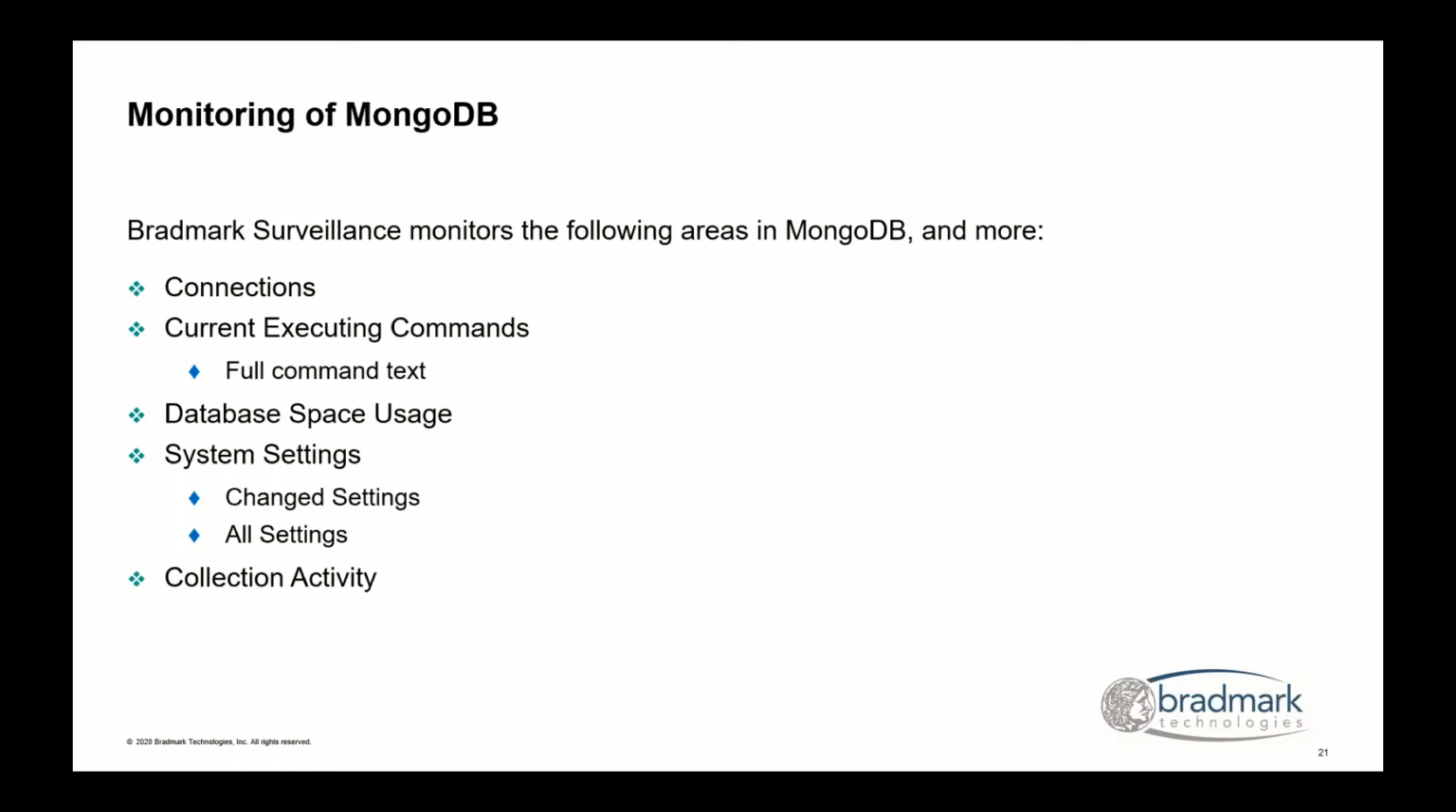And then we have database space usage. So we have the overall usage in terms of a percentage as well as the absolute amount of space. We also have the system settings for MongoDB. We have all the settings, which is searchable and savable and those kinds of things. And then we also have only the changed settings as well. So if you're looking to see what the non-default settings are for this particular instance of MongoDB, you can easily see that and search that as well and save that off.